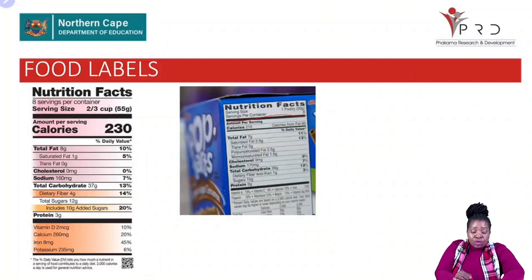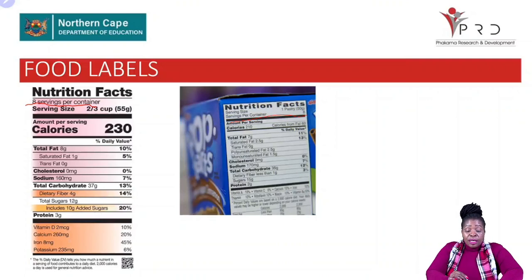This one also comes with a nutritional spec. It shows you even how much savings you'll have. So it says 8 servings per container, and serving size two-thirds of a cup. And then the amount per serving, it shows the calories, the total fat, how much saturated fat, how much trans fat, how much cholesterol, and sodium. This one also comes with the total carbohydrates, the dietary fiber, total sugars, and it says it includes 10 grams of added sugars. There's also proteins there and some vitamins listed on the product. So this is just an example of a label that we can find on some of the food products, right?